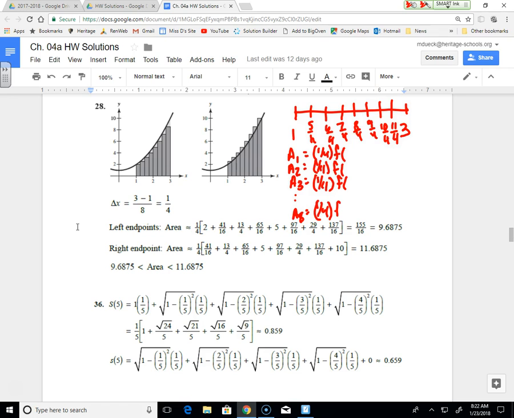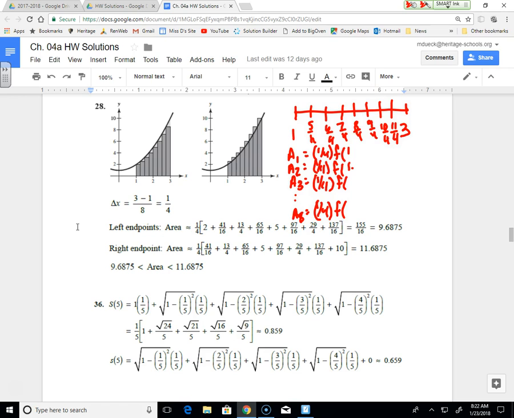Okay. So why did the book say pull the 1/4 out? Because they're all the same. That way you don't have to write it every single time. The 1/4 is the base for all of them because they're equally spaced. So they just pulled the 1/4 out. That saves time, number 1. Number 2, what do we plug in for the left? Which endpoints? 1 to 11 fourths.